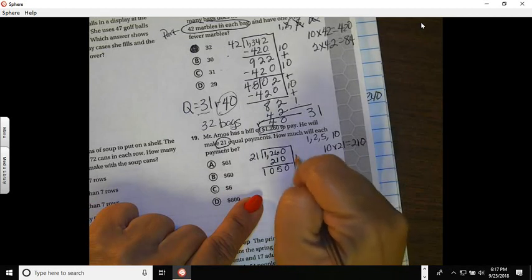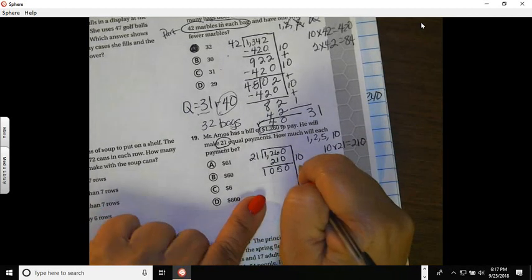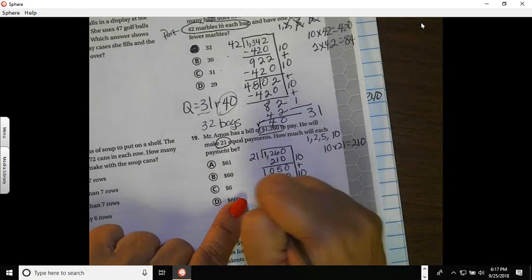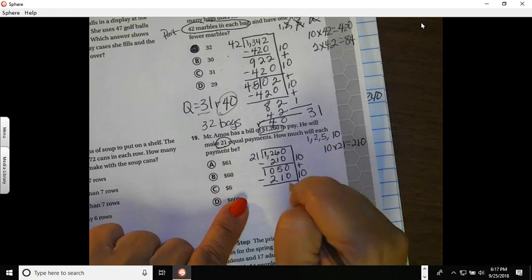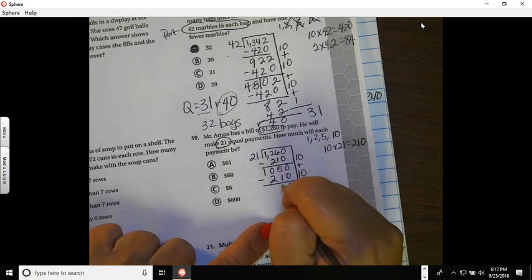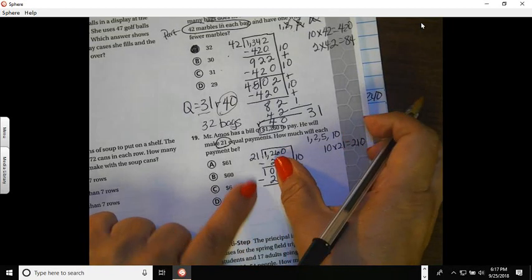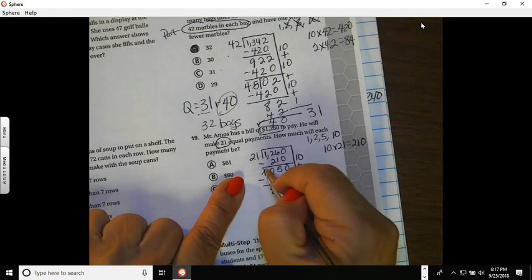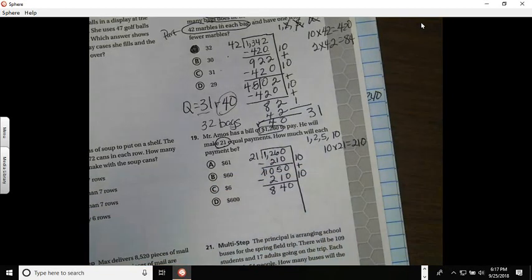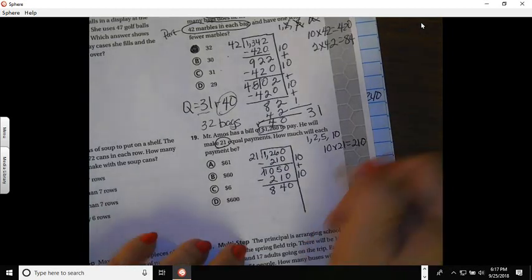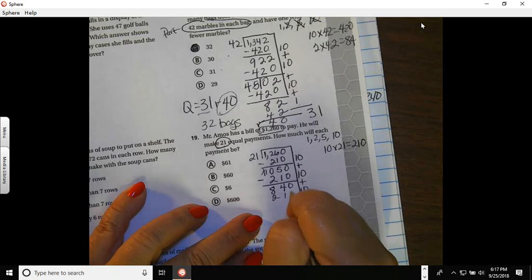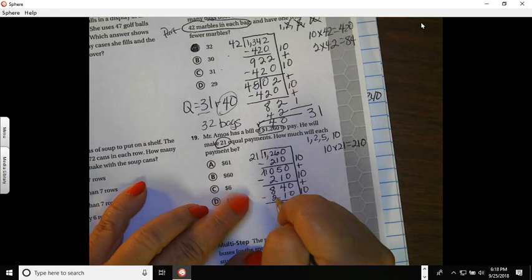This is my 10 here. Can I keep going? Yes, I can. So I'm going to put a plus sign, put my 10, my 210, subtract out. 0, 5 minus 1 is 4. Look at this. 10 minus 2 is 8. If I would have done that, it's still the same. So now I have 840. Can I keep going? Yes, I can. So I have 210. 0. 4 minus 1 is 3. 8 minus 2 is 6.